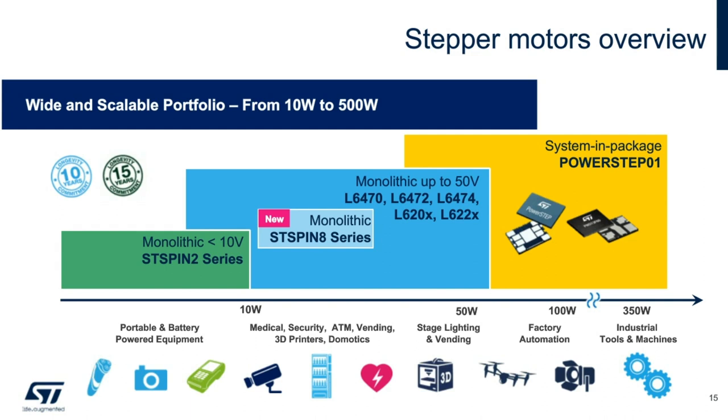The driver from ST-SPIN 200 family is dedicated for mobile and portable applications with low quiescent current requirement. ST-SPIN 800 family extends the voltage range up to 45 volts. Typical applications are ATM machines, 3D printers, medical devices, and industrial applications, for example, wind control.